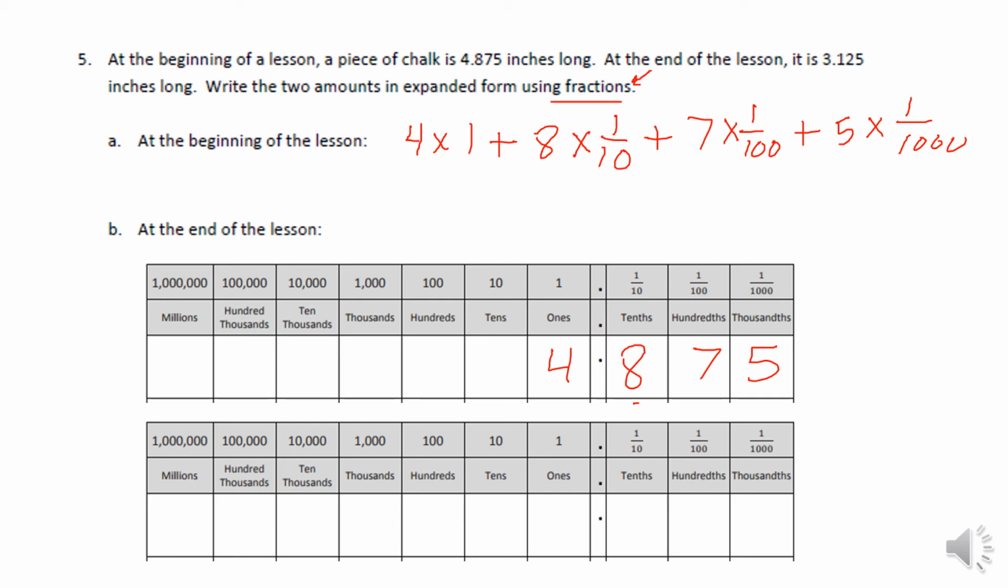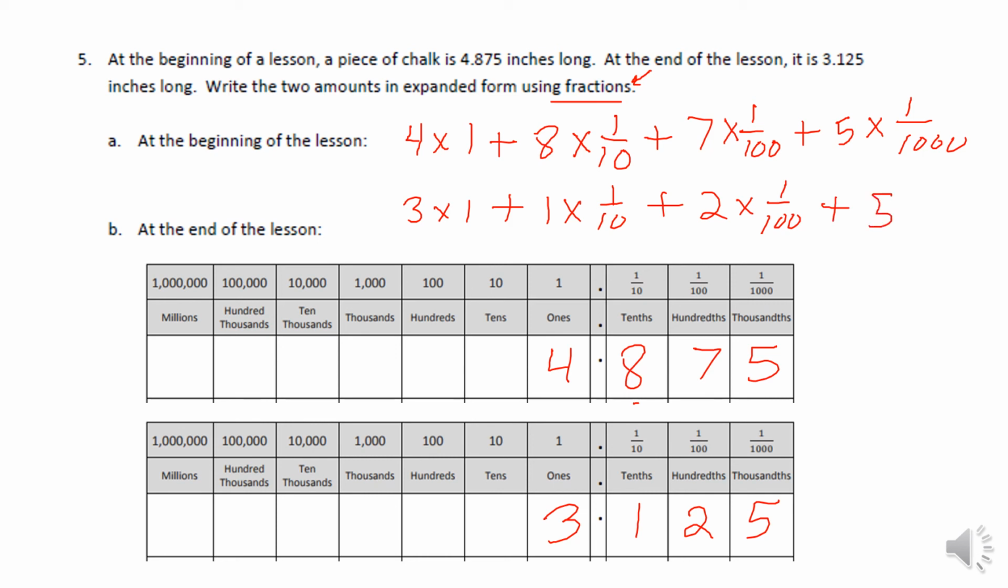Now the second part of the problem has us come down here, and we're going to do 3 and 125 thousandths. Once again, the 3 is in the ones place, so that's 3 times 1, plus, because it's the sum of all the digits, 1 times 1/10, plus, here's my 2, which is in the 1/100ths place, so 2 times 1/100ths, plus the last digit 5, times 1/1000.